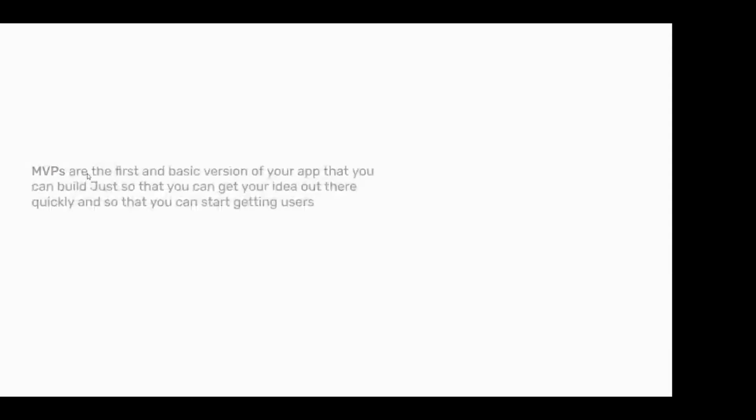Now, I would also like to mention that this type of apps that are built in Bubble are called MVPs. In a nutshell, MVPs are the first and basic version of your app that you can build just so that you can get your idea out there quickly, and so that users can start using your app.